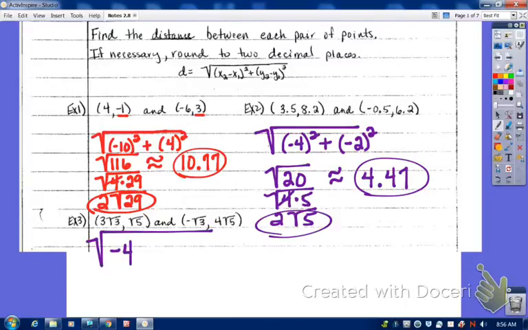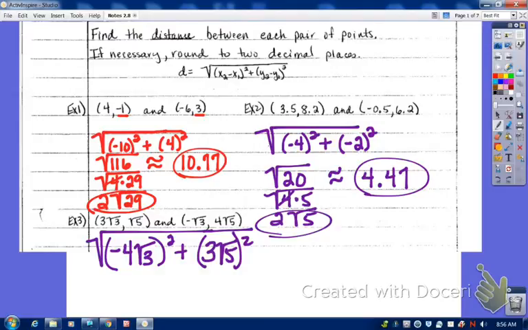So that's negative 4 square root of 3 squared, plus, we're going to subtract our y's, so we have a 4 square root of 5 minus an understood 1 square root of 5. 4 square root of 5 minus 1 square root of 5 is 3 square root of 5. And when we square negative 4 square root of 3, we have to square the negative 4, and then we have to square the square root of 3, and then we have to multiply those together.